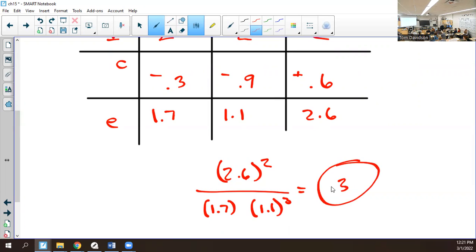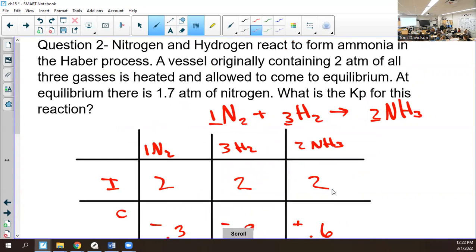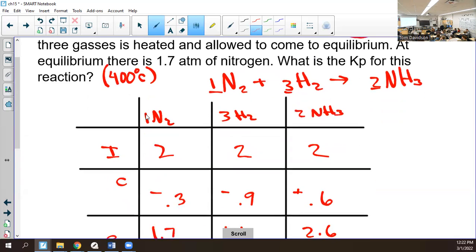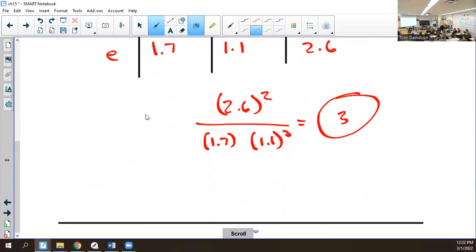3 sounds good. Okay, now you all wanted the temperature, and that is necessary if you calculate it for Kc instead of Kp. But what made this a Kp problem? That it's in pressure. Okay, so now let's pretend this happens at 400 degrees Celsius. And that is Celsius on purpose. This reaction happens at a really high temperature. If it happened at that temperature, what would Kc be?